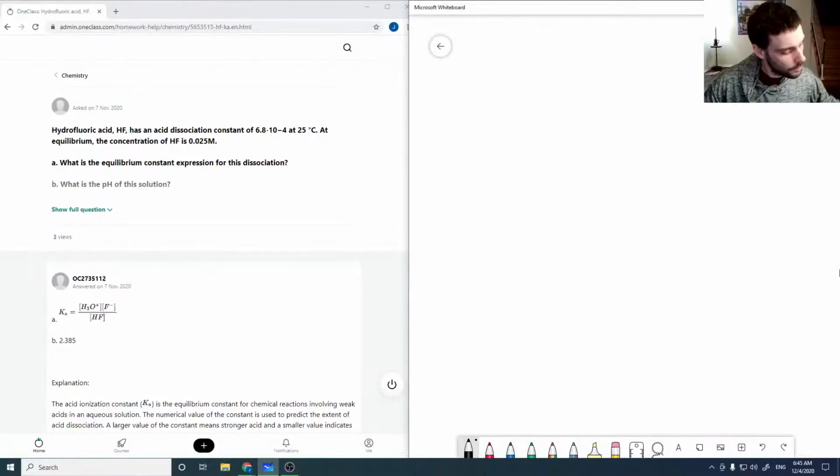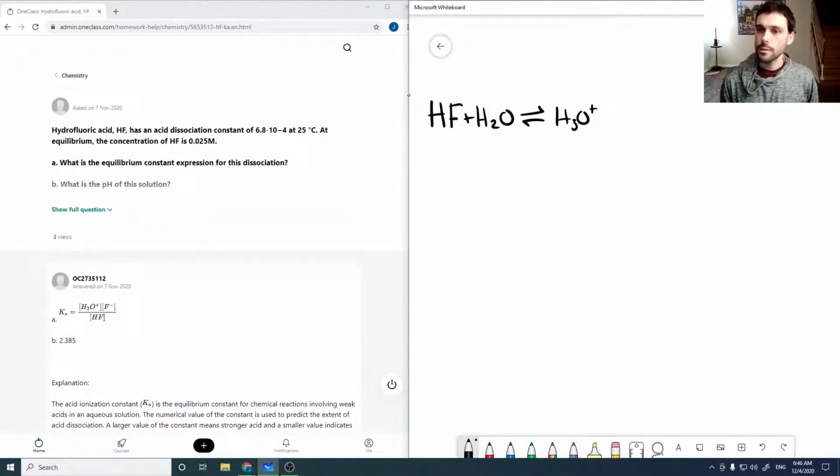Okay, so we've got hydrofluoric acid, which has an acid dissociation constant of 6 times 10 to the minus 4, and at equilibrium the concentration is 0.025 molar. Okay, so our equilibrium expression is going to look like this, or our balanced chemical equation is going to look like this.